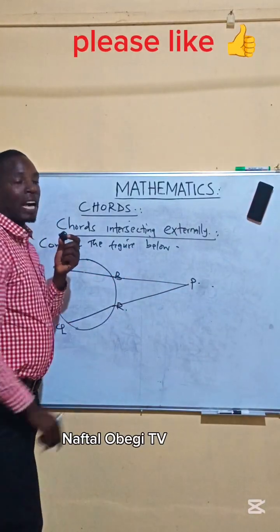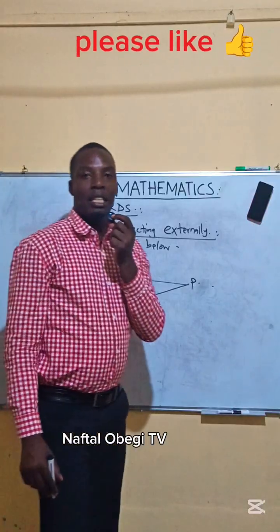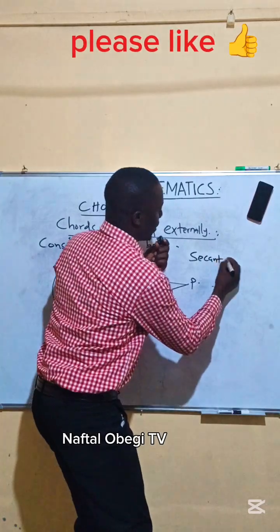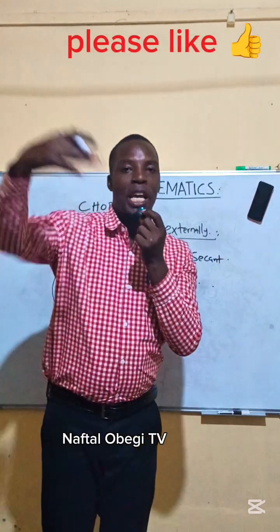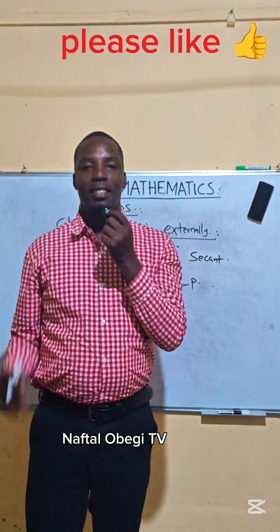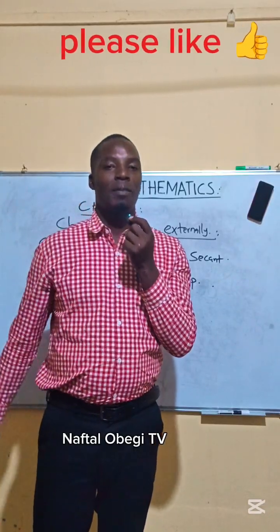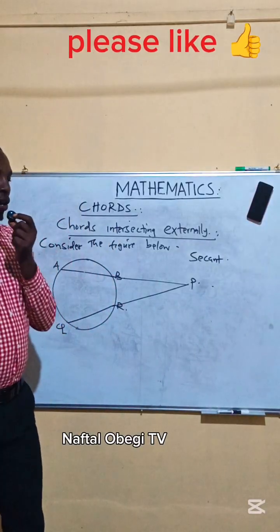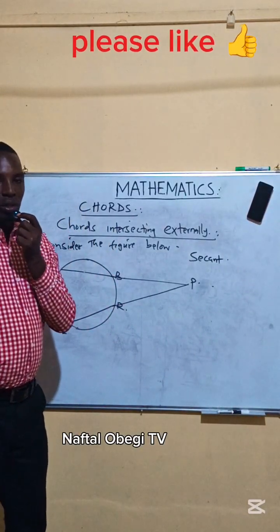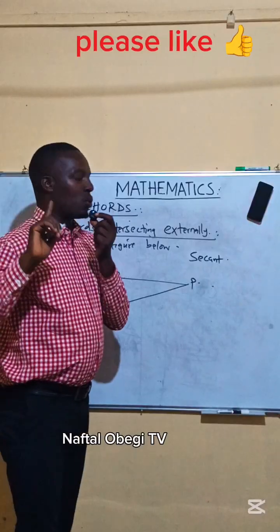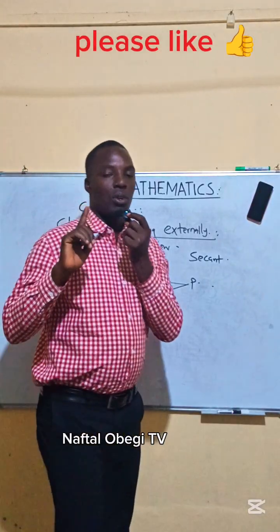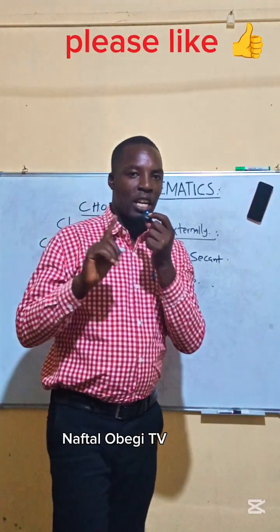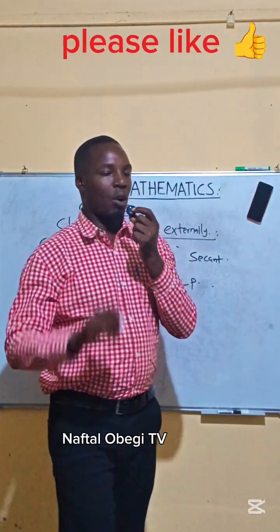Now, these ones are no longer chords. They are what we call the secants. Now, the chords produced outside the circle class, they are called the secants. Now, when two secants meet at a given point, I want to show you the relationship that you are going to use to get maybe a given length when asked in a question.